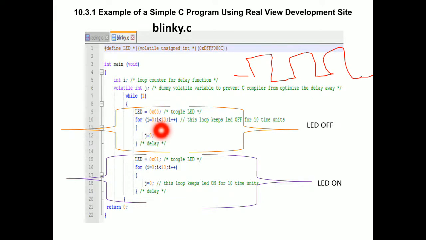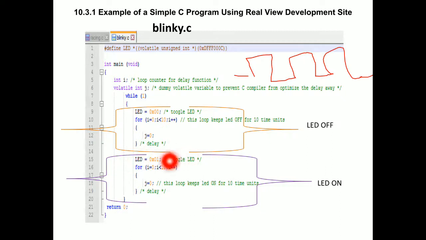So we'll be calling a for loop. We'll initialize i equals 0, i less than 10, i plus plus. This will loop 10 times, and every time the LED value should be the off state, so it should be 0. The LED should be off, so we need to maintain that off state. So we will give j equals 0, which means the LED will be in the off state for 10 time units.